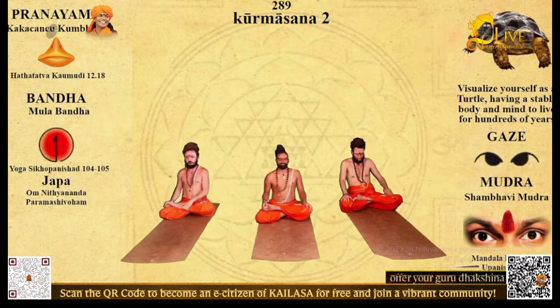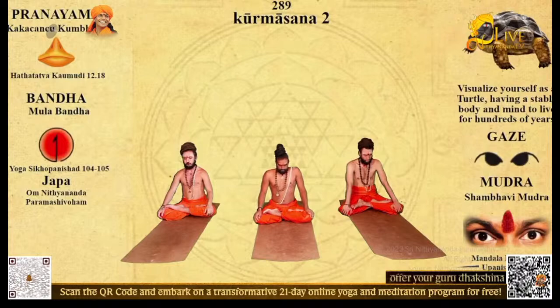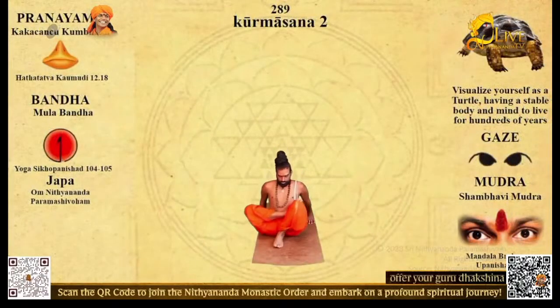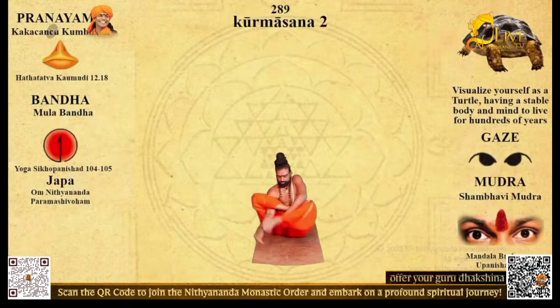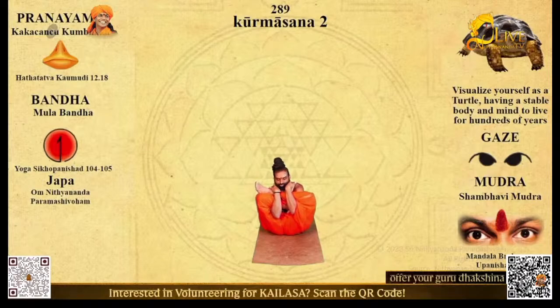Next up is Kurmasana 2. Now bring your hands underneath the legs and bend your elbows to hold onto the respective shoulders with your hands in Padmasana as you visualize your turtle having a stable body and mind to live for hundreds of years.